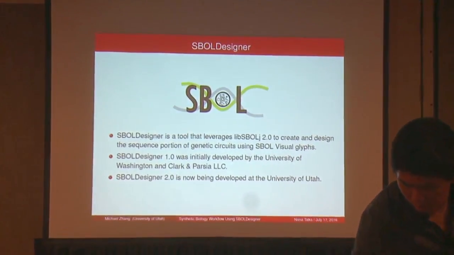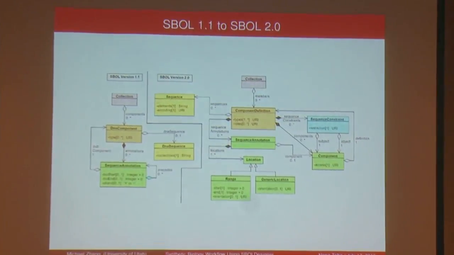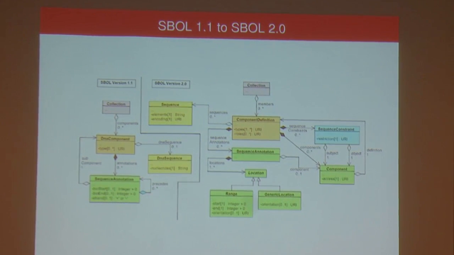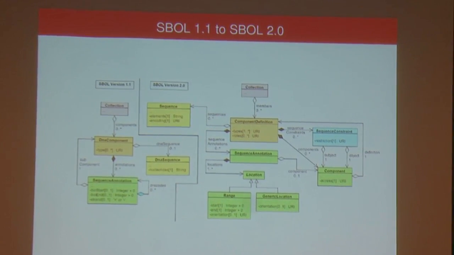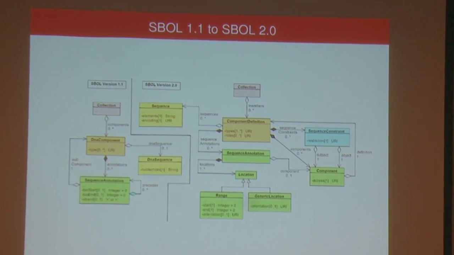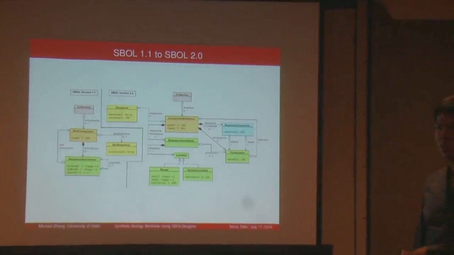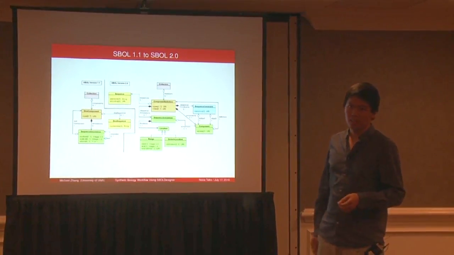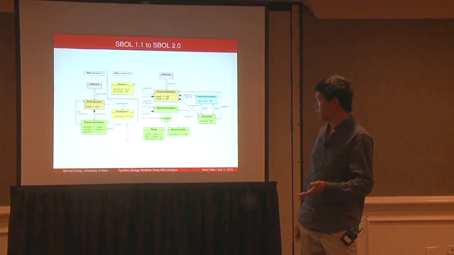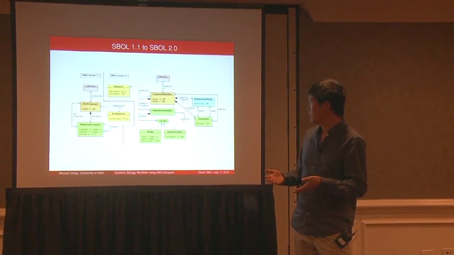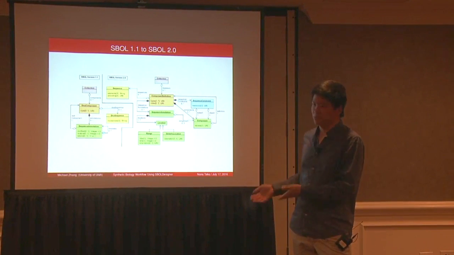So a big goal for SBOL Designer was to update it from SBOL 1.1 to SBOL 2.0. So largely, a lot of the data model has stayed the same, with DNA components being the more generalized component definitions. But some parts of the data model have changed significantly. Examples of this are sequence annotations. Now, instead of just sequence annotations, you have sequence annotations, components, and sequence constraints.